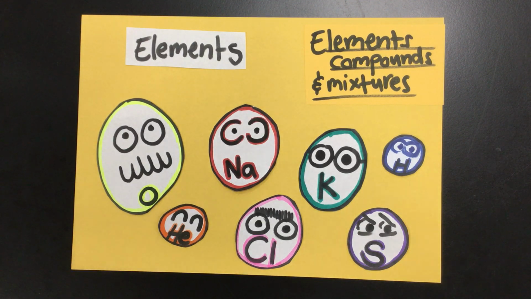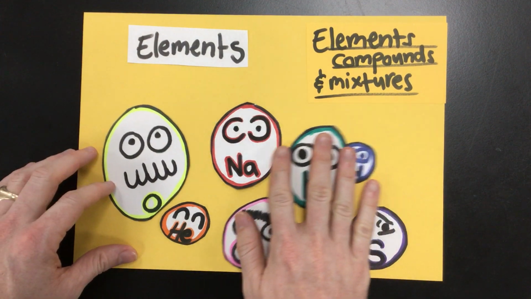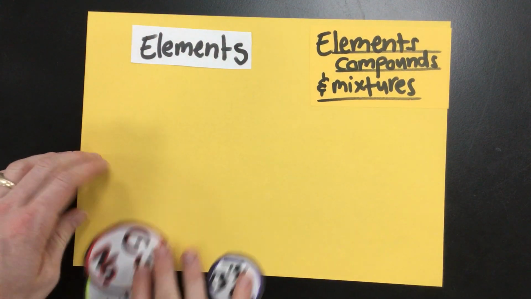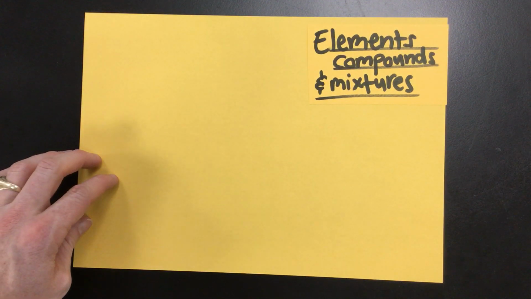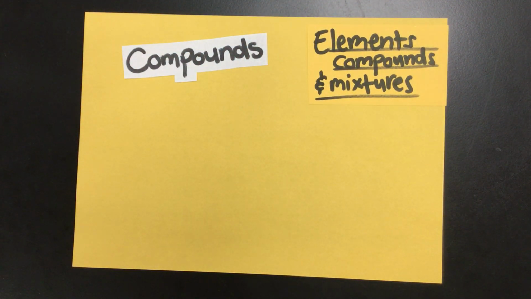Now, what happens if I took some of these elements and I combined them together? Well, if I took a few of these elements and I tried to bond them together like that, I would actually make something called a compound. Now, a compound is when I take two elements or more and I chemically bond them together.